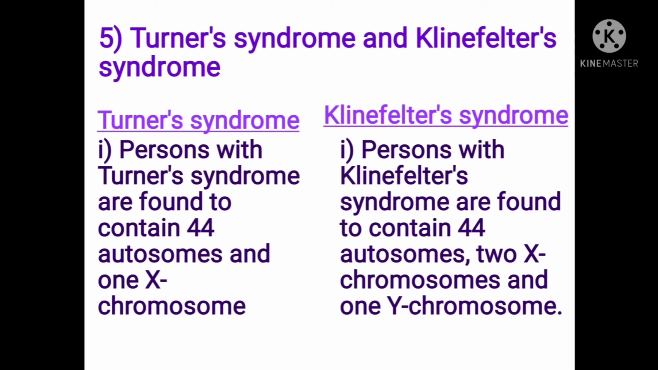Fifth one is Turner syndrome and Klinefelter syndrome. Persons with Turner syndrome are found to contain 44 autosomes and 1 X chromosome. On the other hand, persons with Klinefelter syndrome are found to contain 44 autosomes, 2 X chromosomes, and 1 Y chromosome.